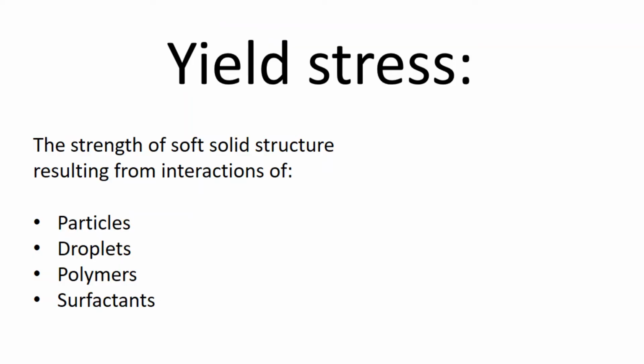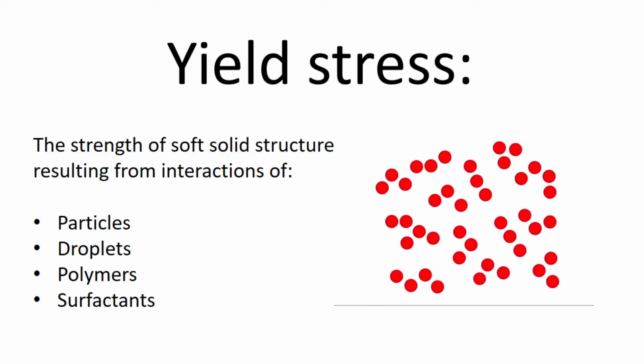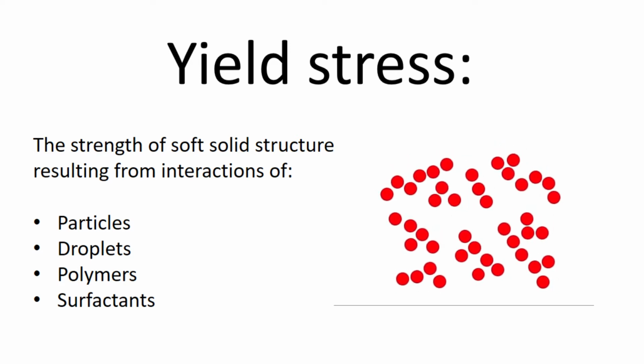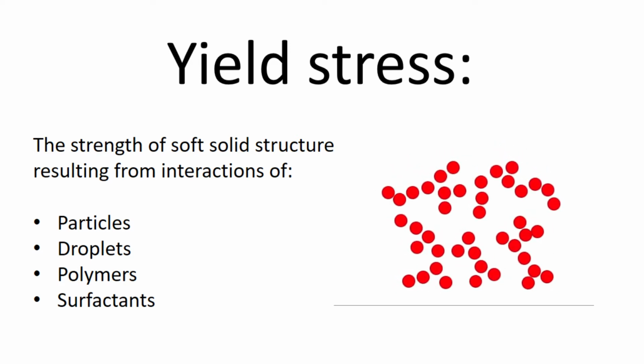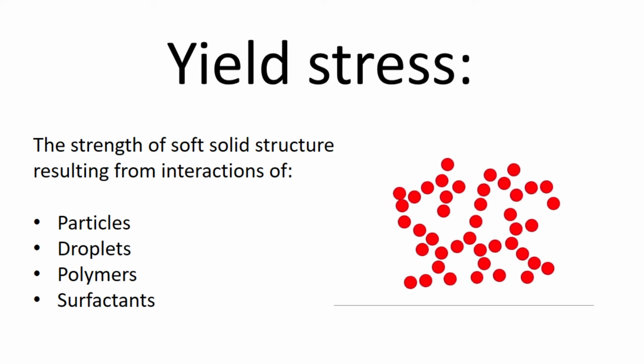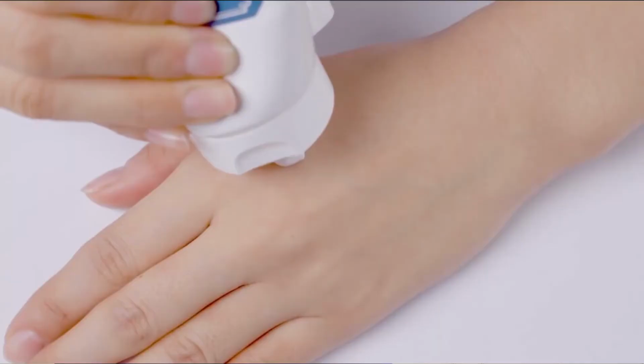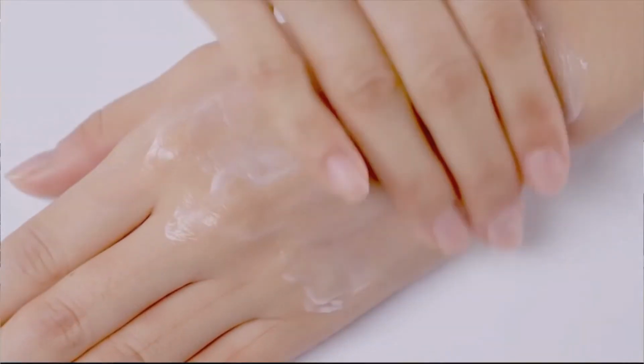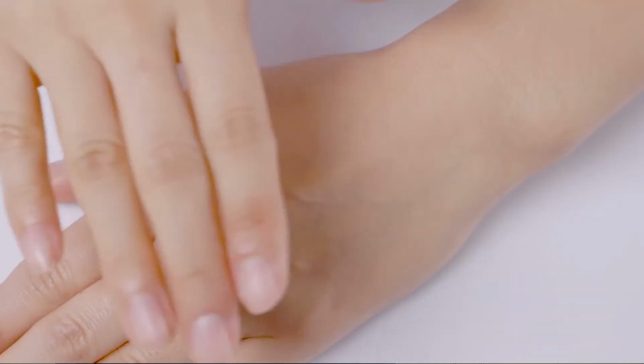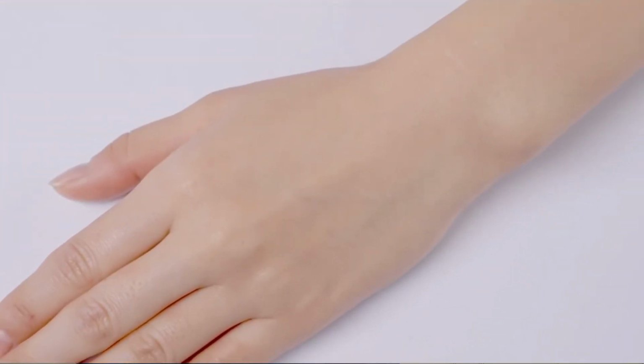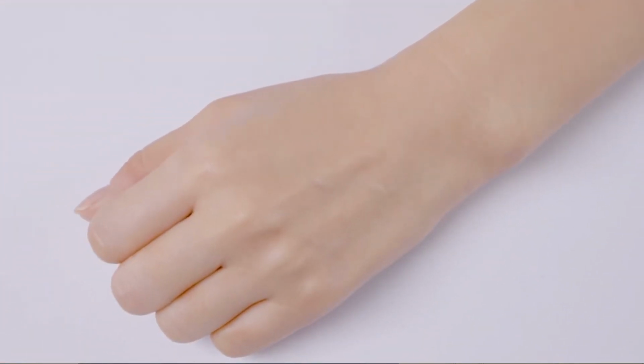Okay, so next is yield stress. Yield stress could be thought of as the strength of the soft, solid structure that is created in your product as a result of a mass of interactions: droplet interactions, particle interactions, surfactants, polymers, that kind of thing. Yield stress is a key contributor to application properties, sensory properties, delivery from a container. Therefore, it's really important when it comes to topical products, anything that goes on the skin.